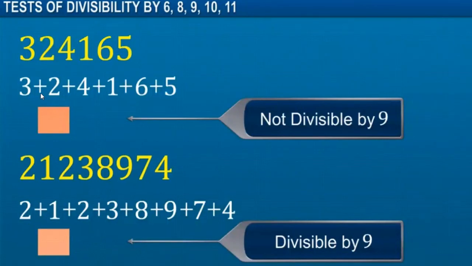What do you get when you add these digits? First one 21, second one 36. Yes, correct. First one you got as 21 and the second one you will get as 36. Okay, now 36 is in the 9 table, but 21 is not in the 9 table. So this number is not divisible by 9 and the other number is divisible by 9.